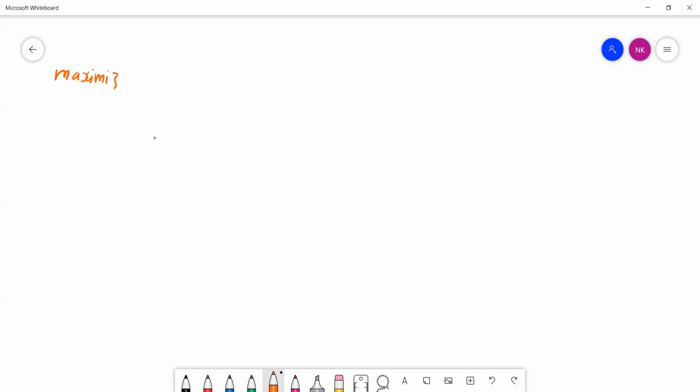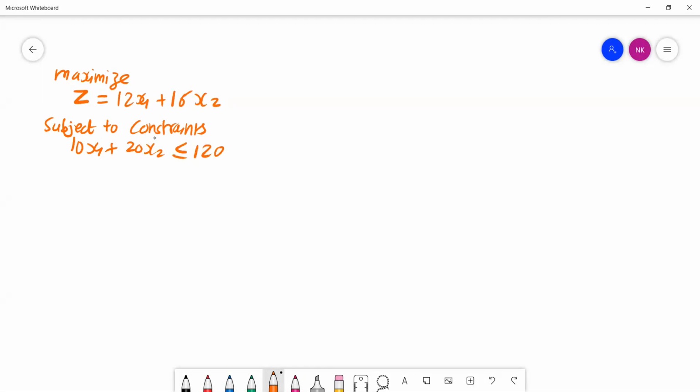First of all, I am writing the question. Suppose our question is of maximization. Maximize z equals 12x1 plus 16x2, subject to constraints. The constraints are 10x1 plus 20x2 less than or equal to 120, 8x1 plus 8x2 less than or equal to 80, and x1, x2 greater than or equal to 0. This is the non-negative constraint.